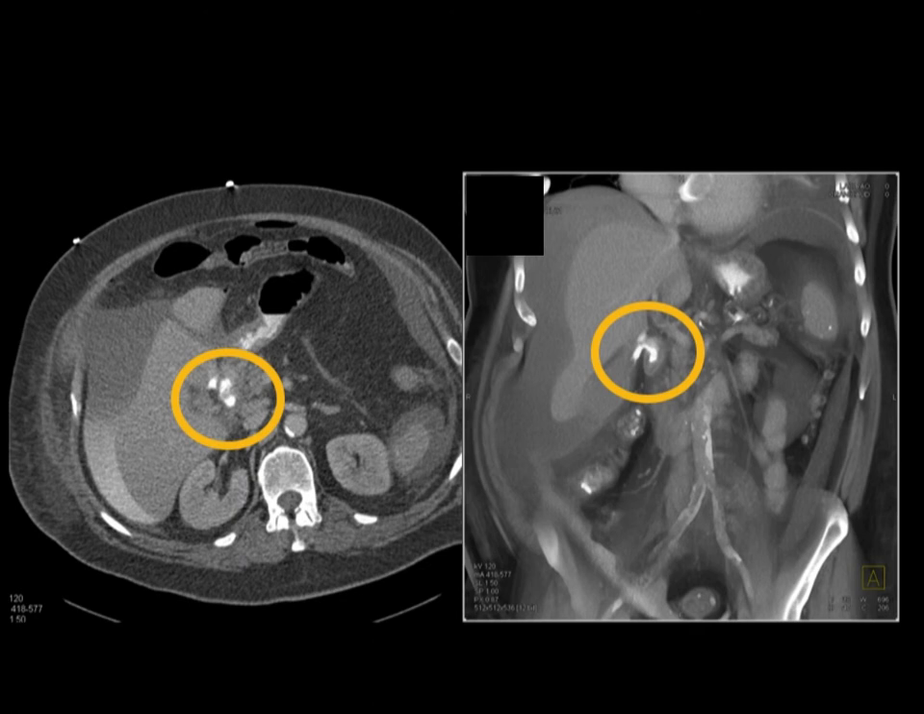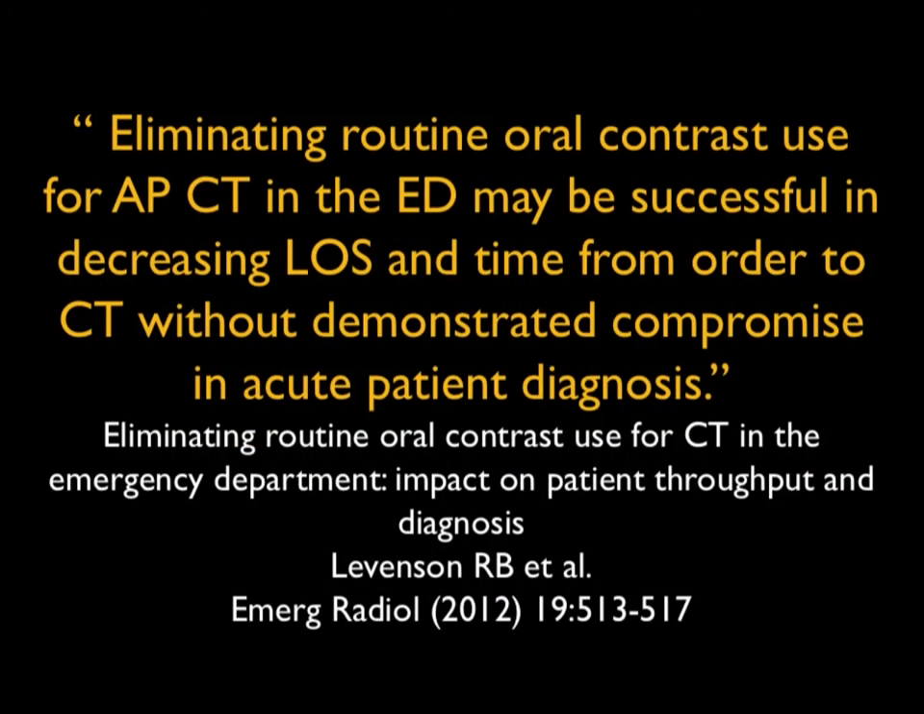And for years, radiologists always gave positive contrast material to all patients, and surely in the ER setting. But now with the push to get people in and out of radiology within what seems like a couple of minutes, people want to talk about eliminating the use of oral contrast. And this article by Levinson made the point, eliminating oral contrast from ER may be successful in decreasing length of stay and time from water.